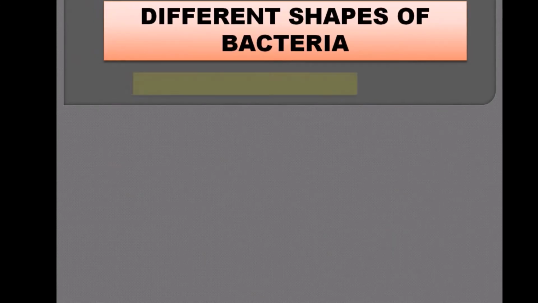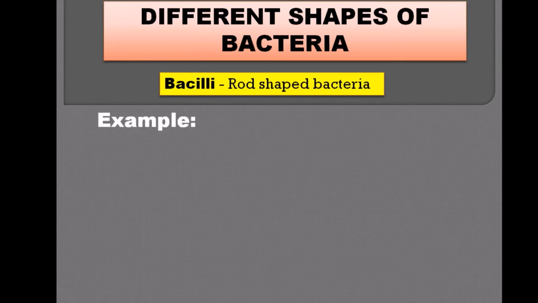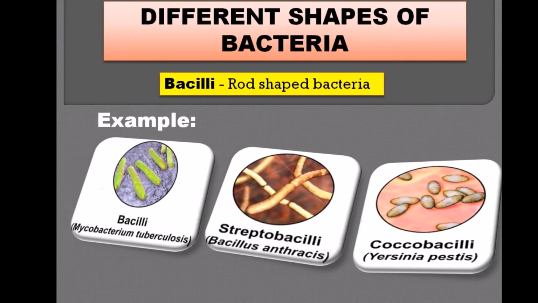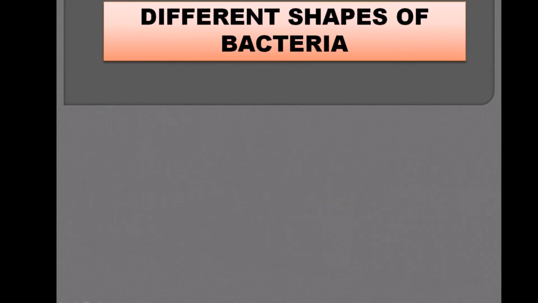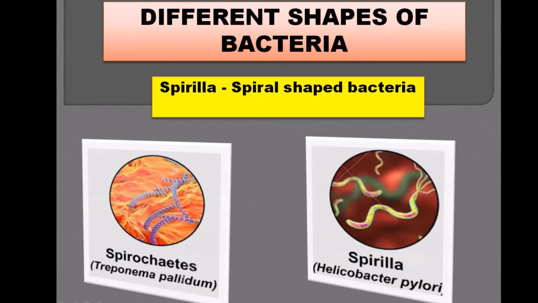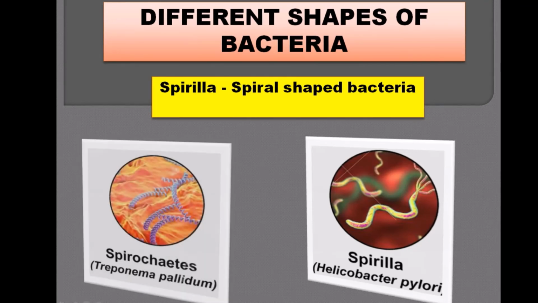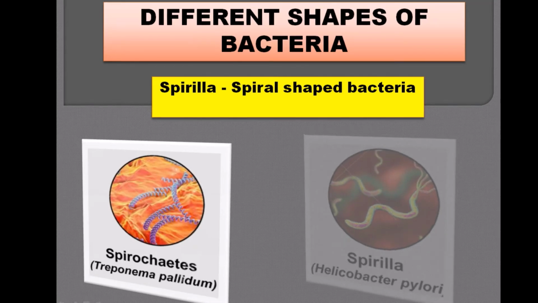What are the different shapes of bacteria? Bacilli means rod-shaped bacteria. Examples: Mycobacterium tuberculosis, Streptobacilli, Bacillus anthracis, Coccobacilli, Yersinia pestis. Spirilla means spiral-shaped bacteria. Spirochetes like Treponema pallidum, and Spirilla like Helicobacter pylori, are examples of this type.